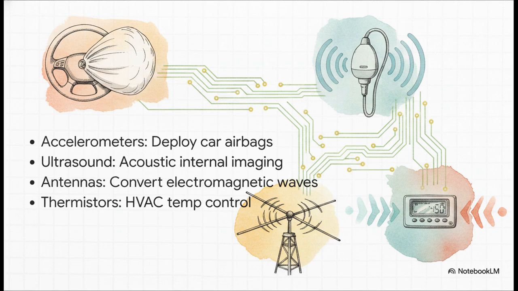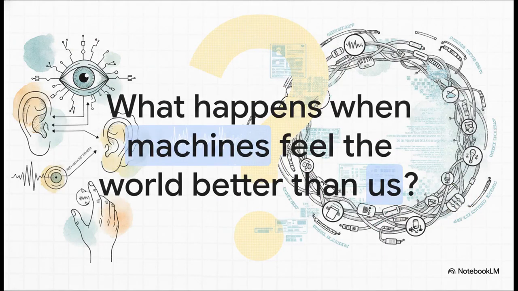Even the antennas on your smartphone are transducers. They convert invisible electromagnetic waves in the air into electrical currents. And the thermistors in your home's HVAC system, they constantly change their electrical resistance based on the physical temperature of the room just to tell your AC when to kick on. It's literally everywhere. So, as we've seen, transducers are quite literally the senses of the modern world. They are the essential bridge allowing microprocessors to interact with reality.